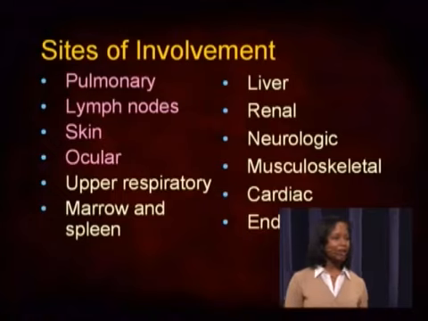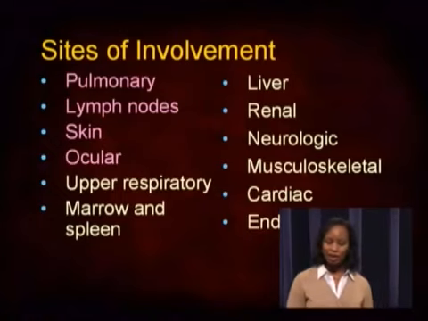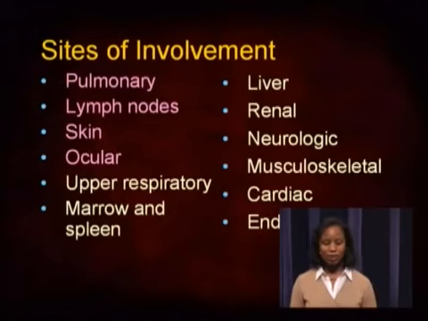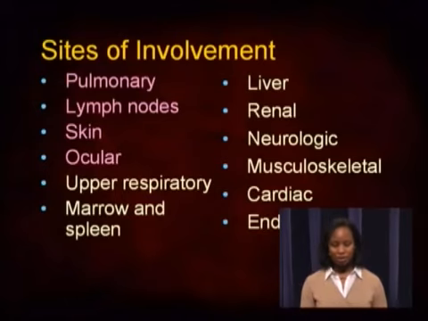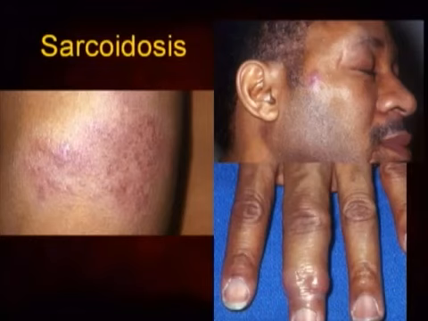As I mentioned, any organ system can be involved. You can see the top four there are highlighted for you in pink. Lung involvement certainly at the top of the list, but skin involvement is pretty common as well. Patients can also have involvement in the other systems listed here. And here are some examples.